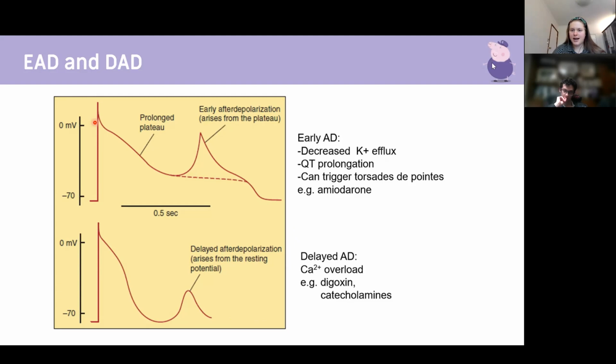The reasons why this might happen, particularly for delayed after depolarizations, is some drug toxicity. So digoxin in particular can cause delayed after depolarization. It can mess a little bit with the rhythm of the heart. And you'll see that later on we'll discuss digoxin as a drug to use for arrhythmias. But if you use it in too high a dose, it can also cause arrhythmias in and of itself.